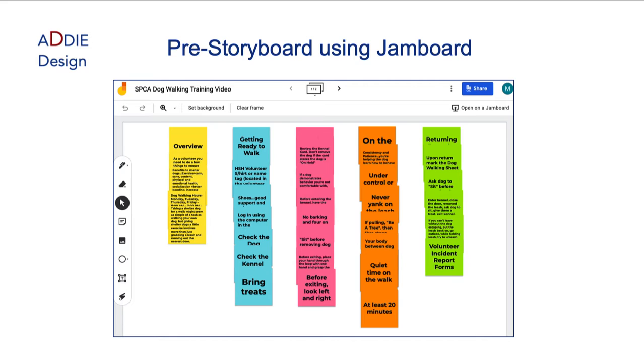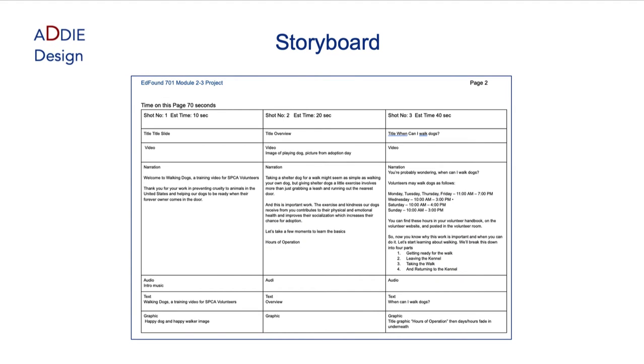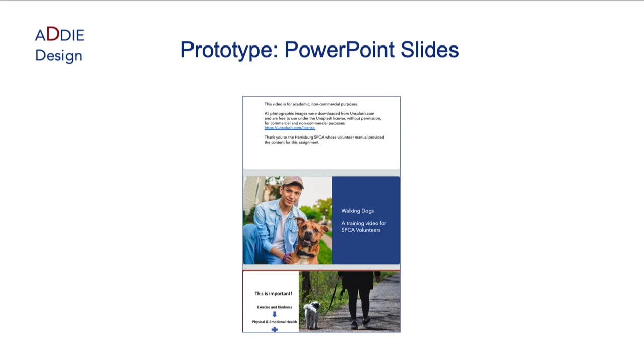To get my head wrapped around an initial structure, I used Google Jamboard to build a pre-storyboard. The storyboard itself was a simple Google Doc. I cobbled it together from several templates available on the internet. My prototype consisted of the slides and script that would ultimately be the backbone of the Camtasia video.